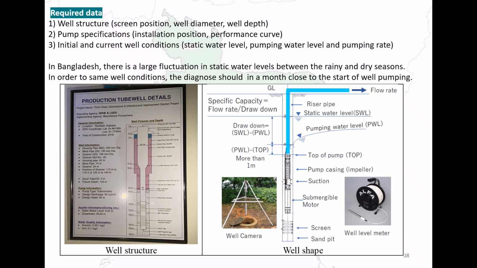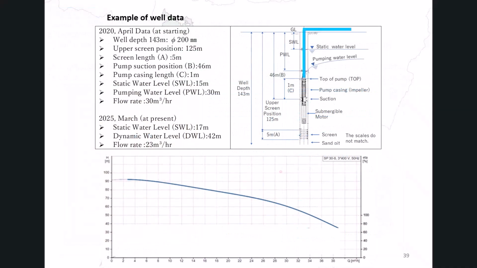Generally, seasonal fluctuations in static water level are significant. To assess well screen clogging and groundwater level decline, evaluations should be conducted in the same month in which the well was drilled and pumping was initiated. The well data and pump performance curves at the time of commissioning and 5 years later are shown here. By using this data, let's plot the operating point on the performance curve and compare each performance.